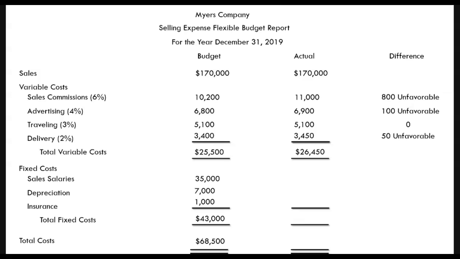Another way that we can do it is by looking at the difference column that we already have. Just like when we were dealing with our materials variance before, we treat favorable and unfavorable almost like positives and negatives. So if they're all the same sign, like they are here, they're all unfavorable, we can add up those 3 values, 800, 100, and 50. Those all add up to our 950 unfavorable amount. But again, we could also find that 950 by just taking the difference between our budgeted total variable costs of the $25,500 and our actual total variable costs of the $26,450.